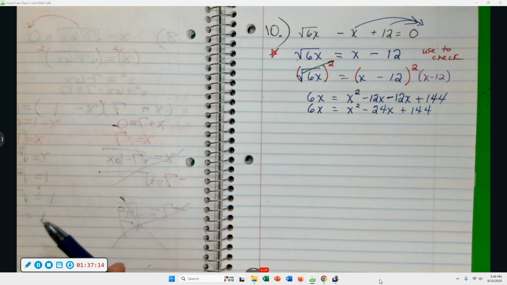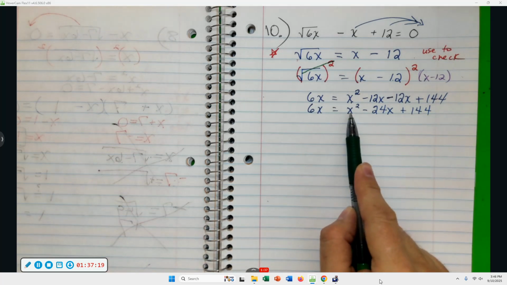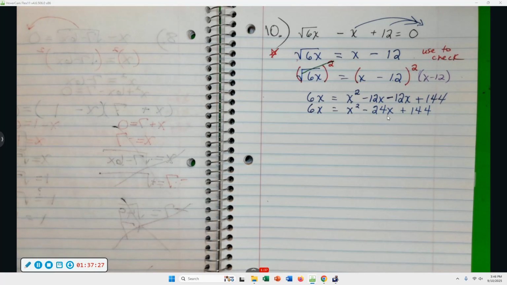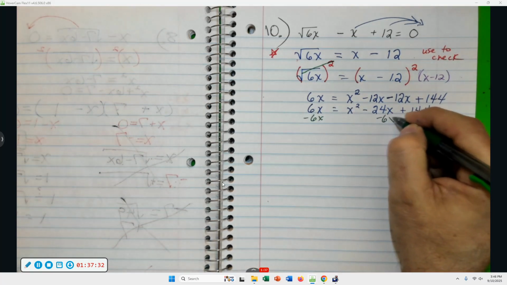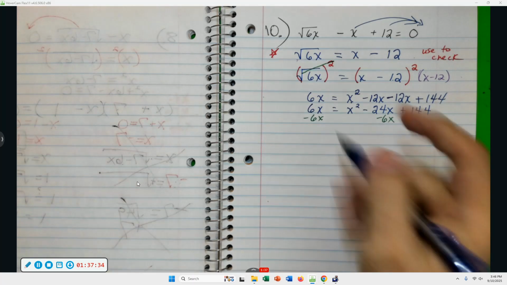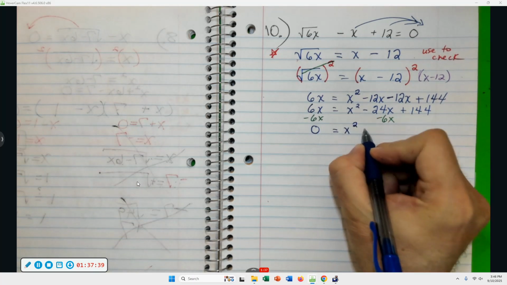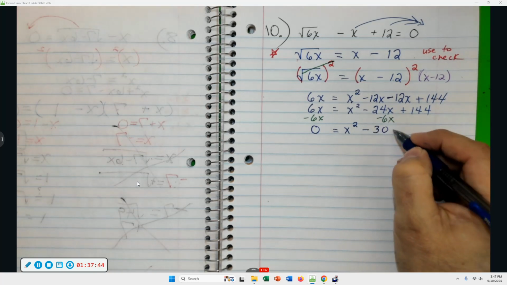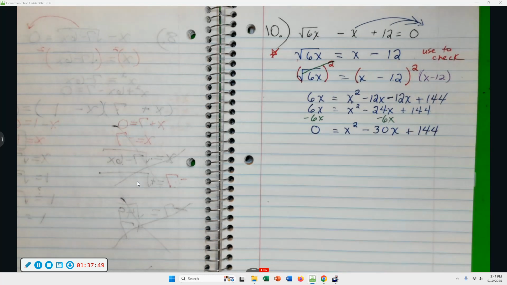And we have a quadratic equation, don't we? So we need a 0 on one side. Where are we going to get the 0? On the left side or on the right side? The left side. I'll just do this. I'm moving that 6x over. So I have a 0 on the left, and then x squared, negative 24x minus 6x, that's a minus 30x, plus 144.